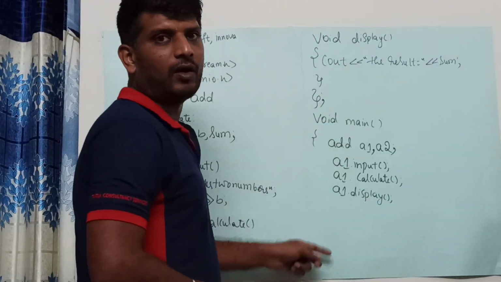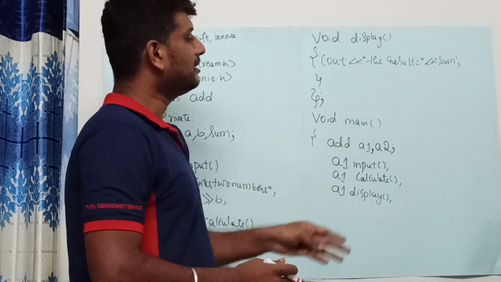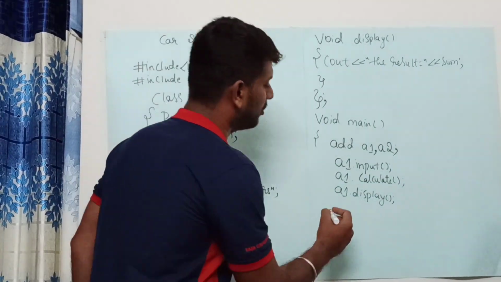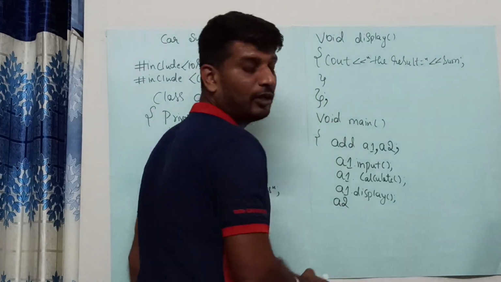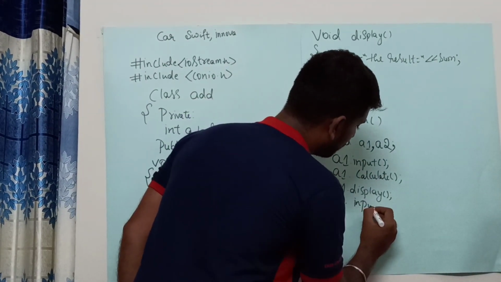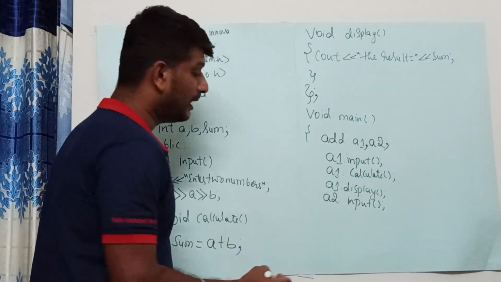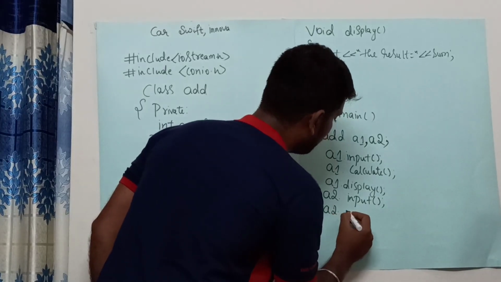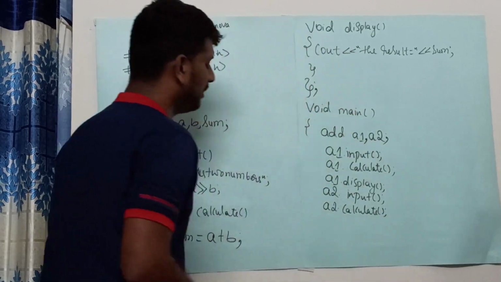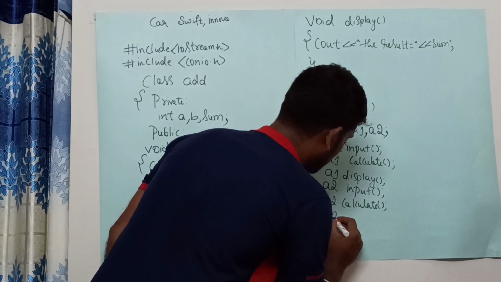Now I have called all these functions by making use of the first object. Next, you can call the same functions by making use of the second object also. So I will make use of the second object, A2. A2 dot input. Next, the second function is calculate, so I am calling it A2 dot calculate. And then I will call the third function, display. That is A2 dot display.